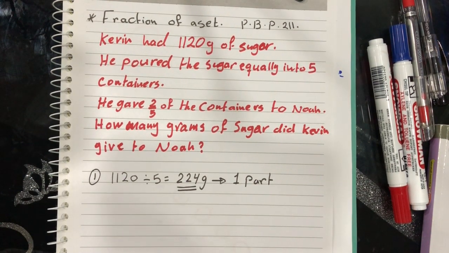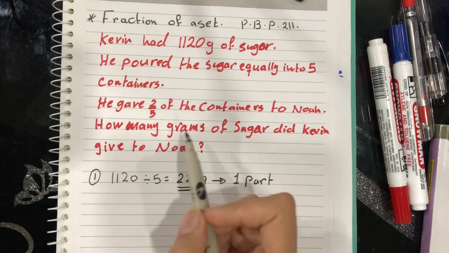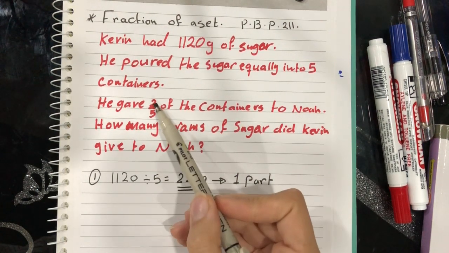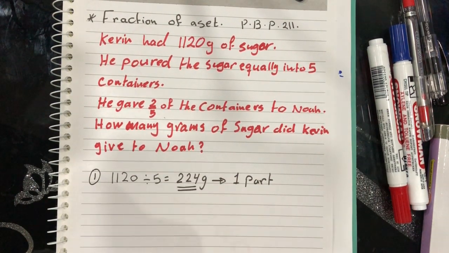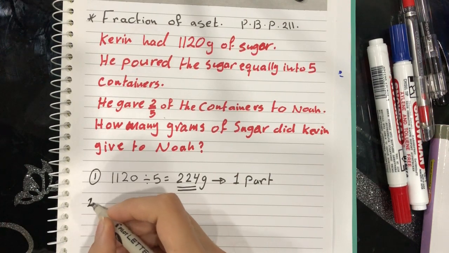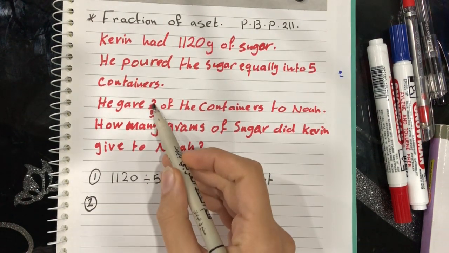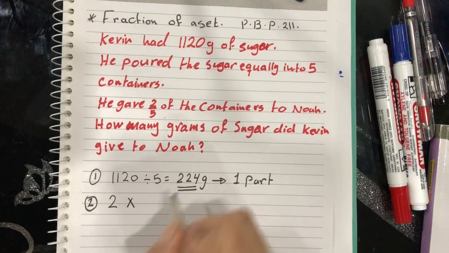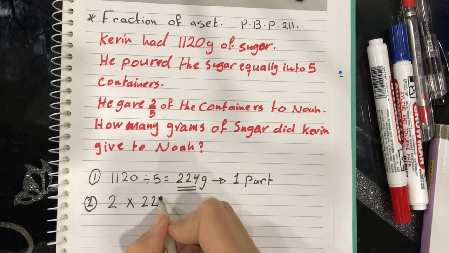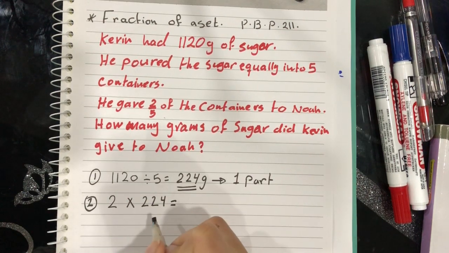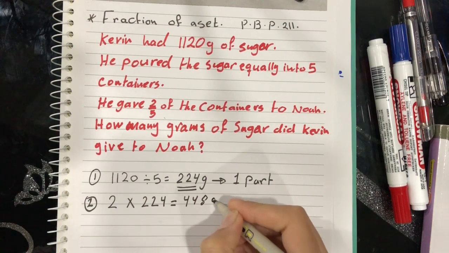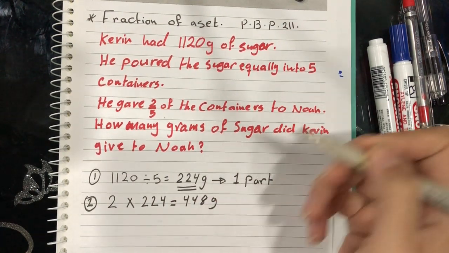Now, he didn't give only 1 part to Noah. He gave him 2 out of 5 parts. He gave him 2 out of 5 as a fraction. So if he gave him only 1 out of 5, that will be 224. So the second step, I need to multiply the numerator of my fraction, which is 2, by the 1 part, which is 224 grams, which will give me a total of 448 grams. So this is the amount he gave to Noah.